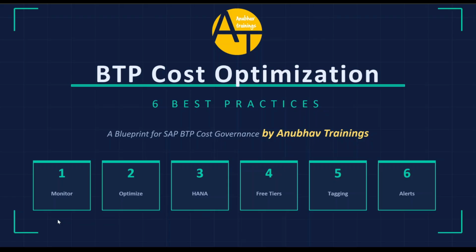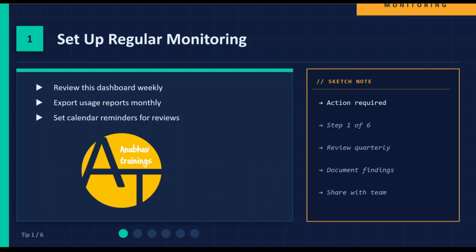Now for the most important part, how to keep your costs under control. Here are my top 6 recommendations. 1. Set up regular monitoring. Review this dashboard weekly. Export usage reports monthly. Set calendar reminders for reviews.